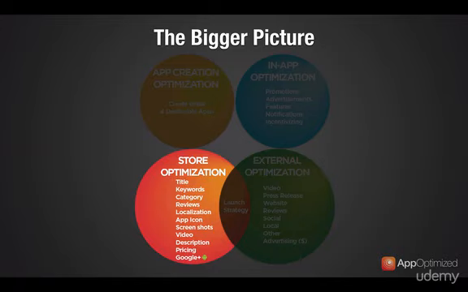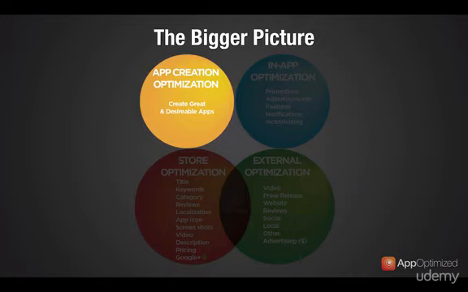The first, the yellow circle, is actually app creation optimization. Everything starts there. That's where you would come up with an idea, validate the idea, refine it, and then create a great and desirable app. That's the first step in creating something that is successful, creating an app that is successful. So the creation part comes first and foremost before anything else.